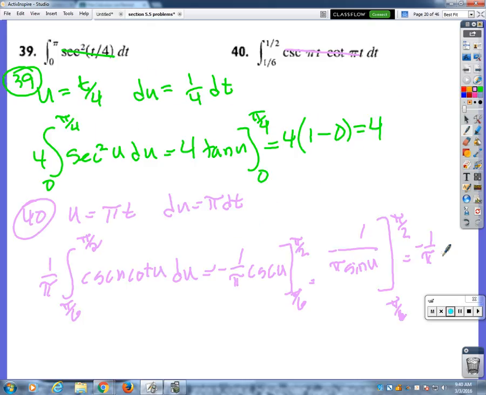Okay? So that's going to be minus, if this is 1 half, so this has become 1 half. So 1 divided by 1 half is 2. So it's actually 2 over pi. Okay. So that's a little bit of a strange one. So these turn into addition.